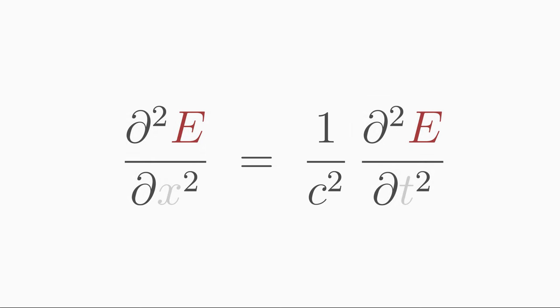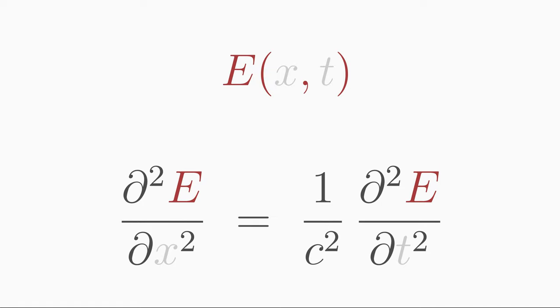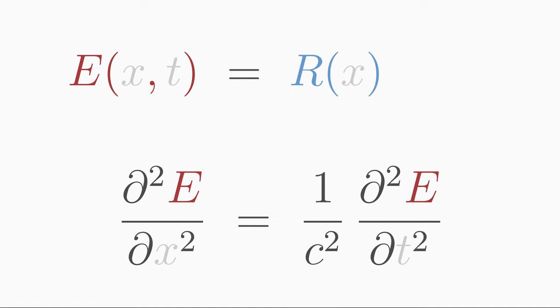Here we make a product ansatz for the searched solution E. E is equal to r times u. We assume that this solution E can be split into a product of two functions that we call r and u. One function r depends only on x, and the other function u depends only on t.